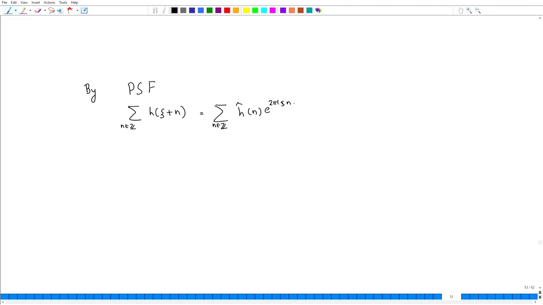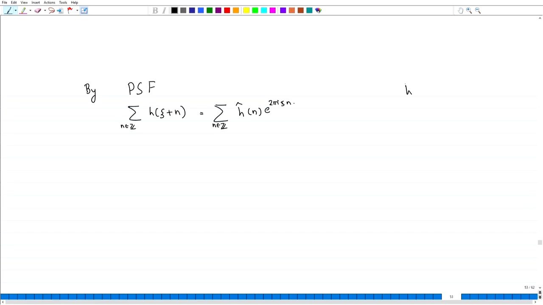So this is equal to h hat of n. H hat of n is what? If h is this, then the Fourier transform h hat is going to look nothing but g of minus x. H hat of x is equal to g of minus x.